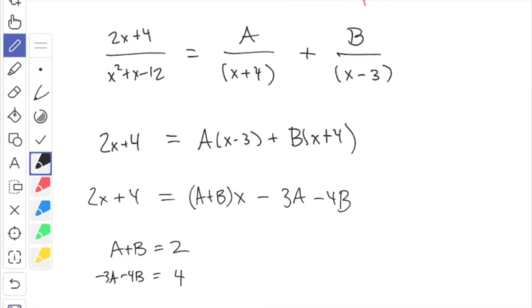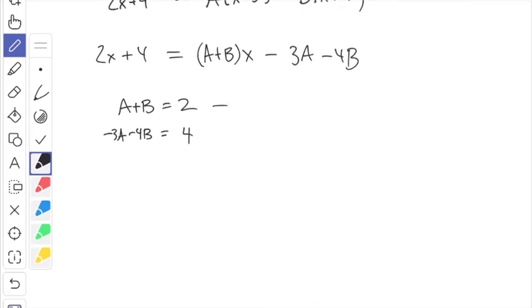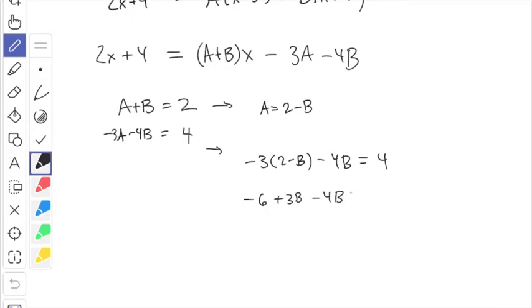And now we got to solve the system. I'll solve the top one for a like I usually do. A equals 2 minus b. And then the bottom one becomes negative 3 times (2 minus b) minus 4b equals 4. Distribute and recombine: negative 6 plus 3b minus 4b equals 4. Add the 6 and subtract. Negative b equals 10.